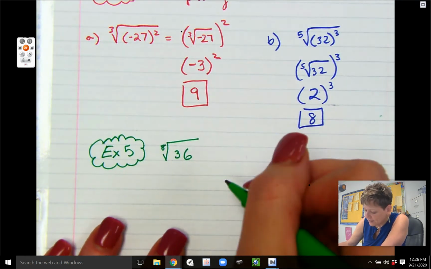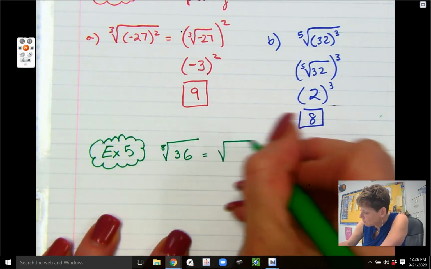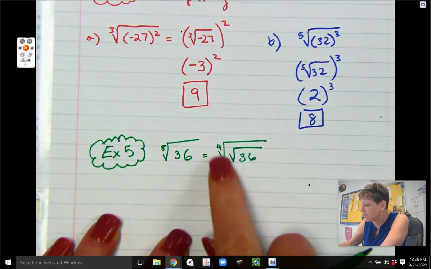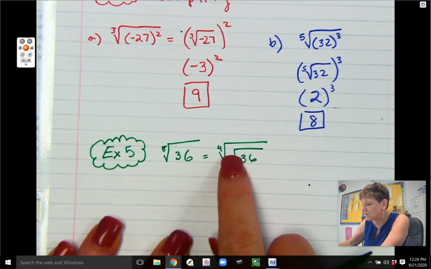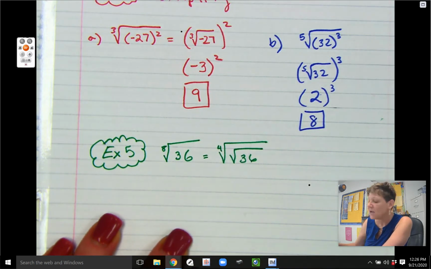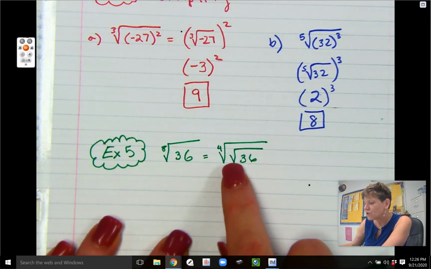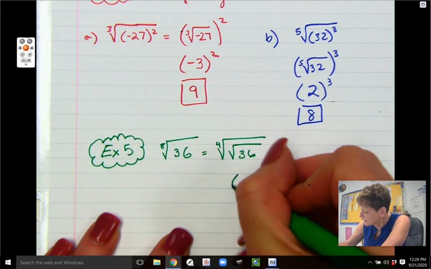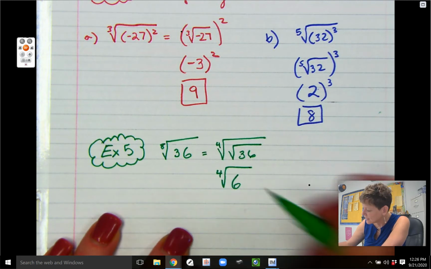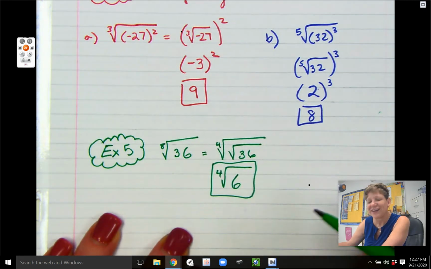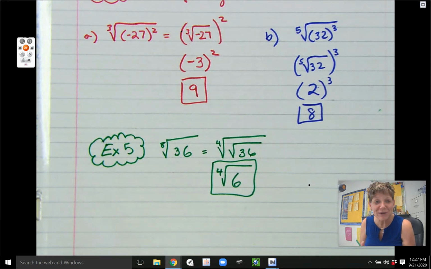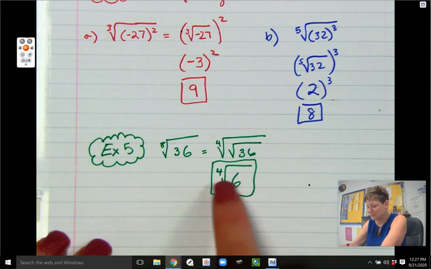I am going to break this up so that I have the 4th root of the square root of 36, because these two indexes will multiply to give me my 8, because there's a little 2 there, even though it's not written. And everybody in the class knows the square root of 36 is 6. So my answer is the 4th root of 6. I apologize, too many radicals going on.